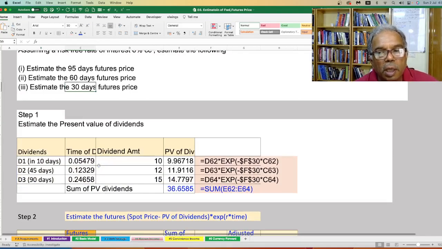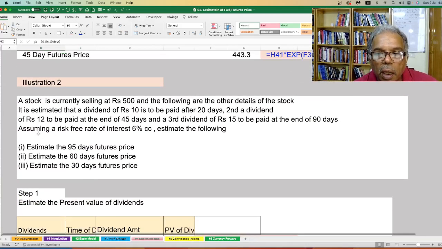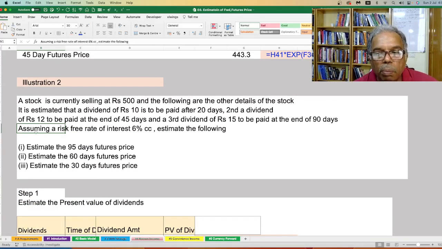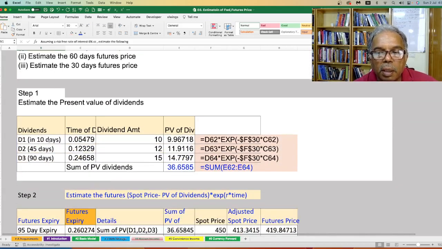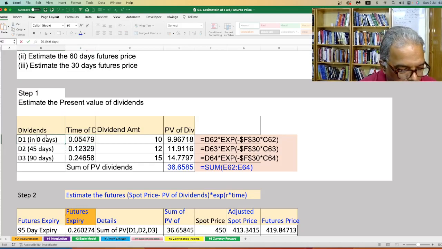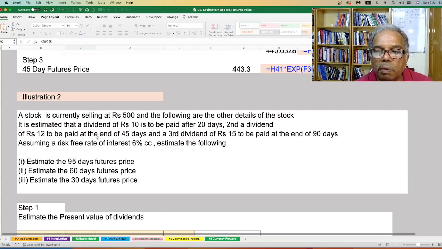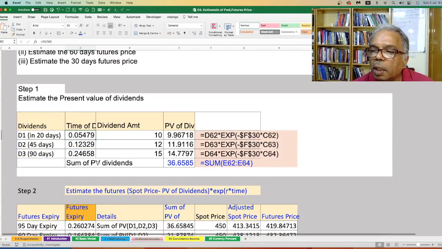So our approach is the same. Calculate the present value of the dividends. Since the risk-free rate is given as continuous compounding basis, first calculate the time. The first is 20 divided by 365, the time of the first dividend, which is paid in 20 days. And the second is 45 divided by 365. Third is 90 divided by 365.